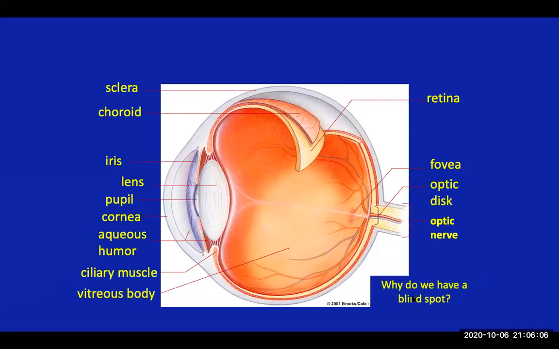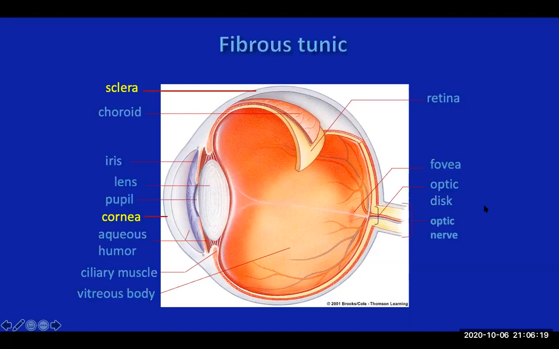Again, we have a blind spot because where the optic nerve attaches to the back of the eye, you have no photoreceptors in this area. So if an image gets focused on the blind spot, you would be unable to see it.